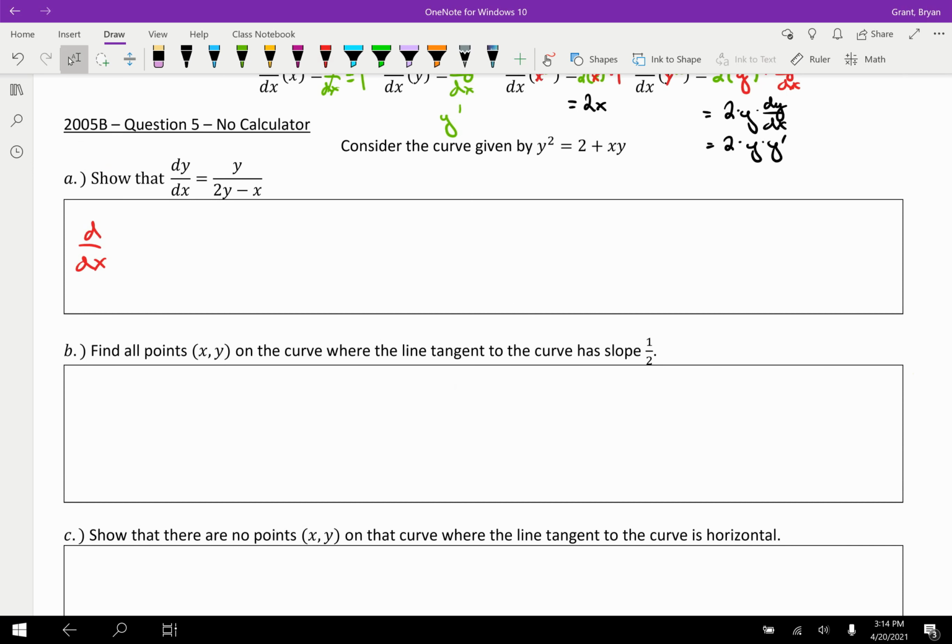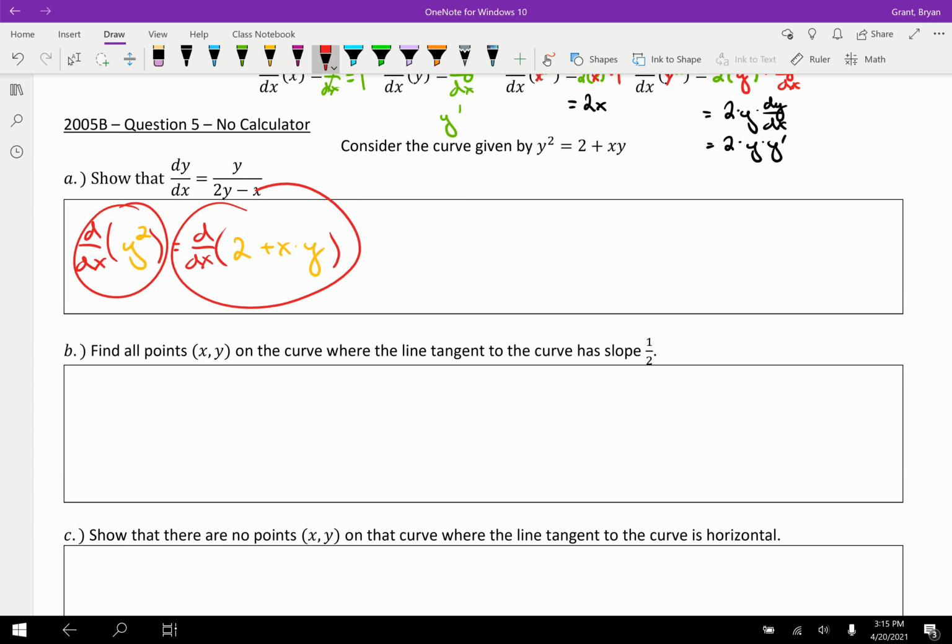If you run out of room for some reason, you can actually tack on extra paper, but I don't think I've ever had a student run out of room. So d/dx of one side and d/dx of the other side, and we're doing it of the equation y squared = 2 + x times y. Now, one thing we don't want to do is a run-on equals sign. It's very important to realize there are 2 sides to this equation, so we're going to keep those 2 sides.